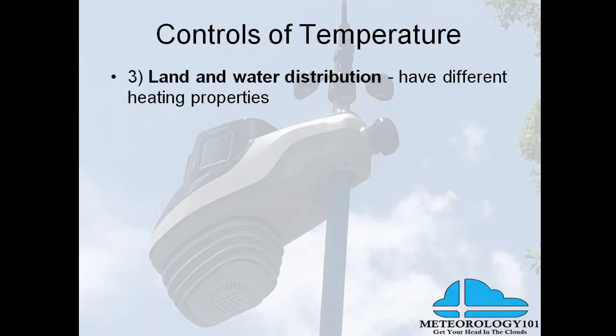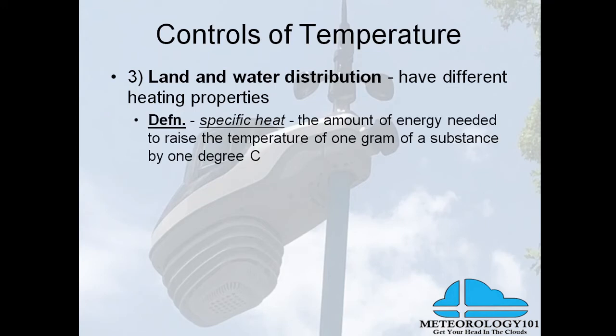Land and water distribution have different heating properties. So we talked about that was 3 to 5 times different in heating. The Earth heats and cools 3 to 5 times faster than water. So specific heat, the definition is the amount of energy needed to raise the temperature of 1 gram of a substance by 1 degree Celsius. That's the specific heat of an object.